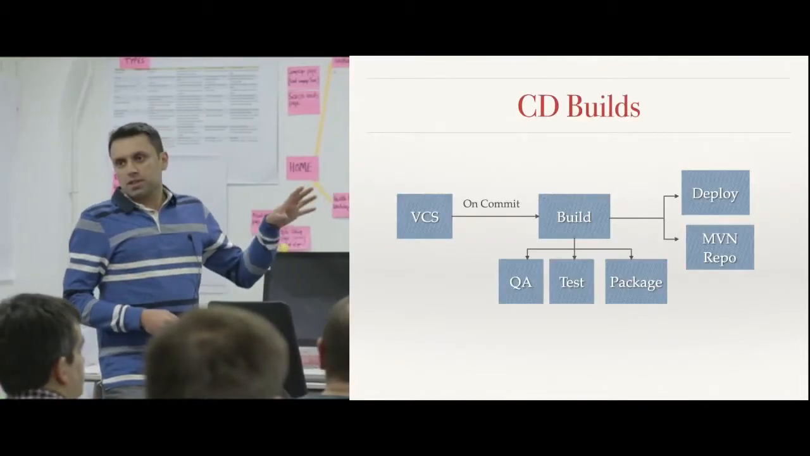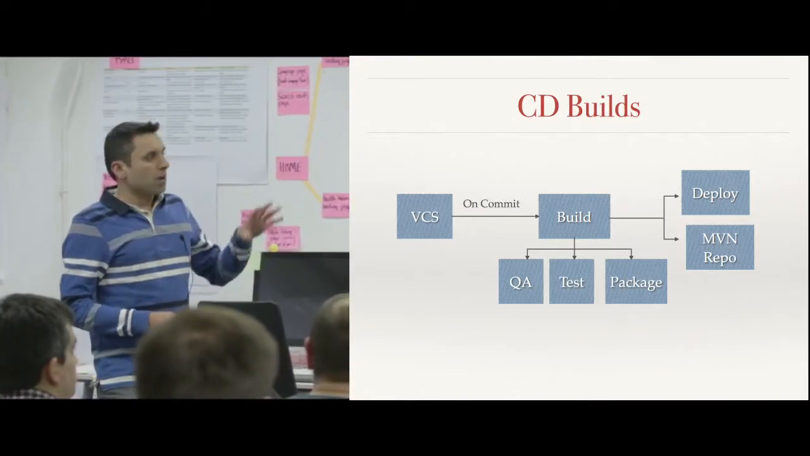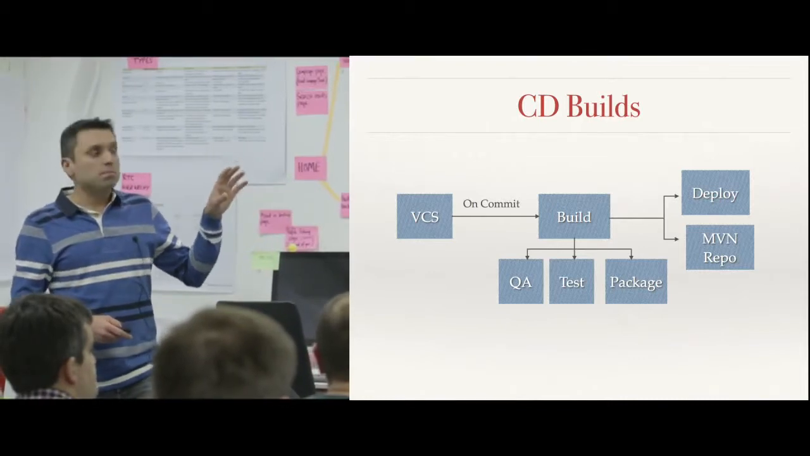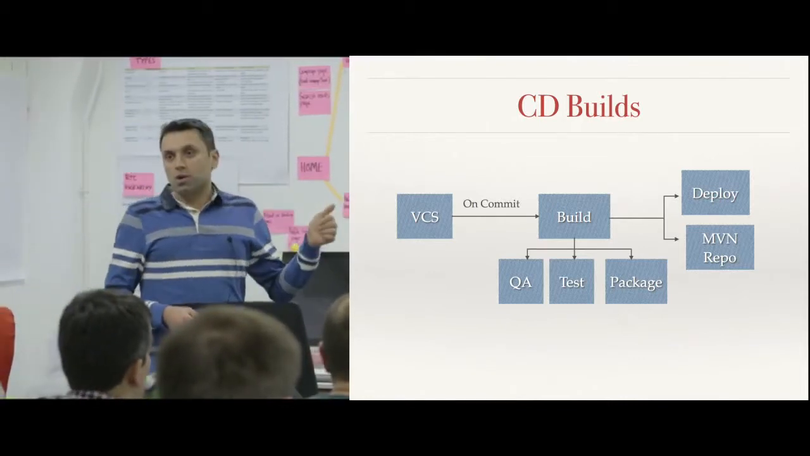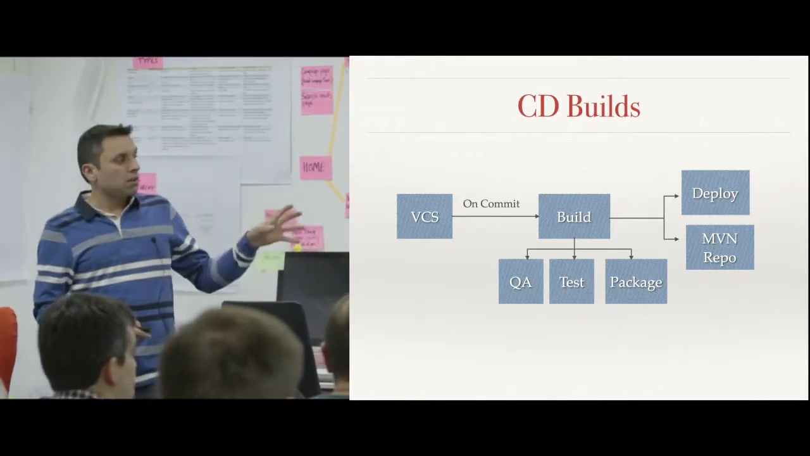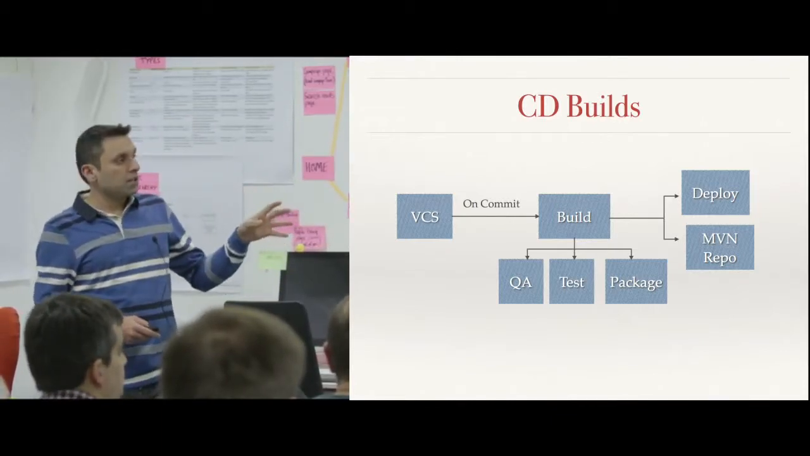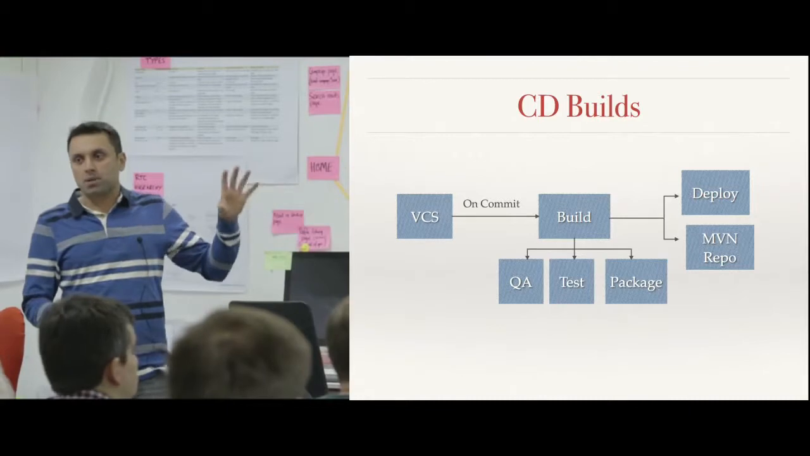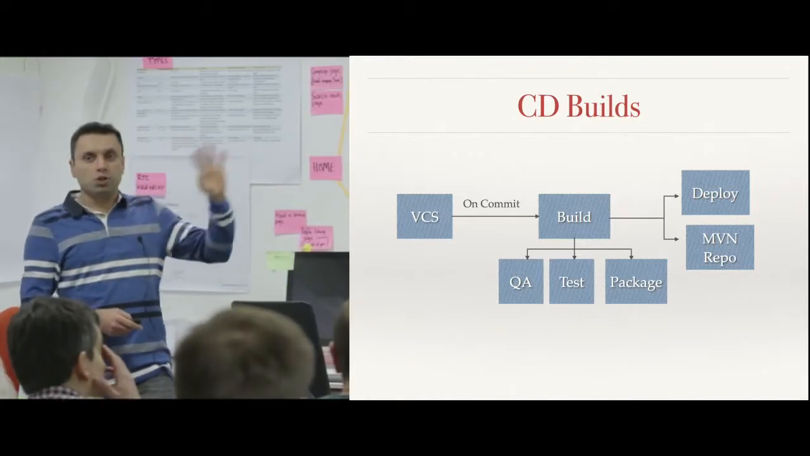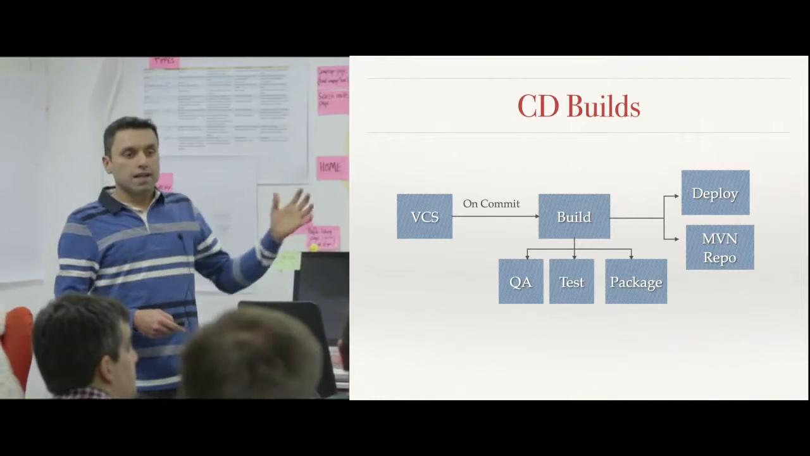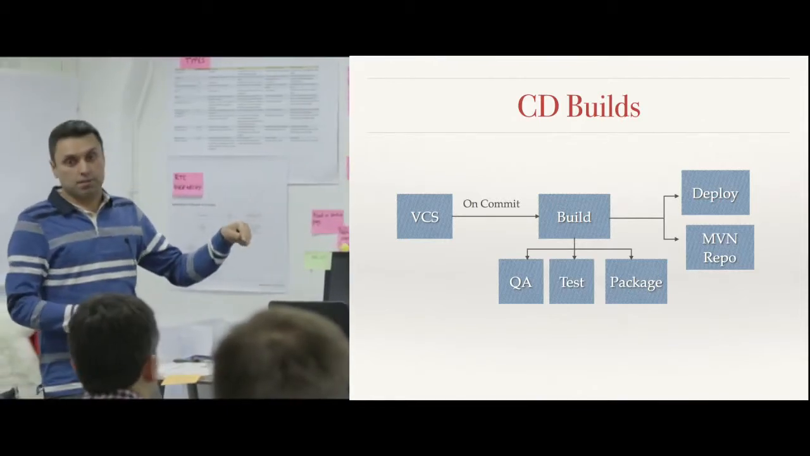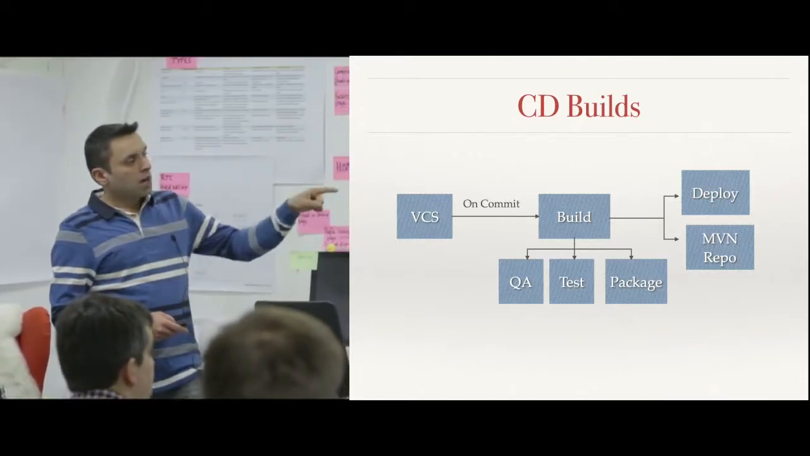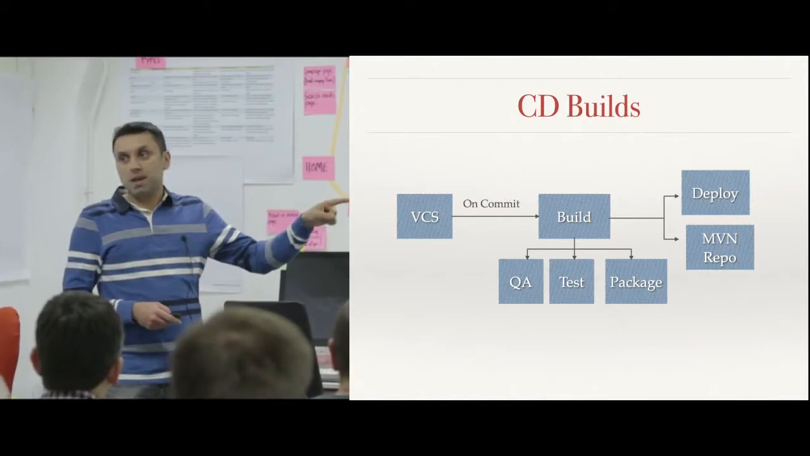Our CD build process is pretty much automated, whereby on every commit a build gets triggered. At a very high level, the build's job is to quality check the application, run the test suites, package the application, and then deploy the application into an environment. This is like our development environment. We don't have automatic deployment into the QA environment or the like. From then on, it is automated, but somebody has to press the button according to the plan. And the common artifacts obviously get published into the Maven repository.